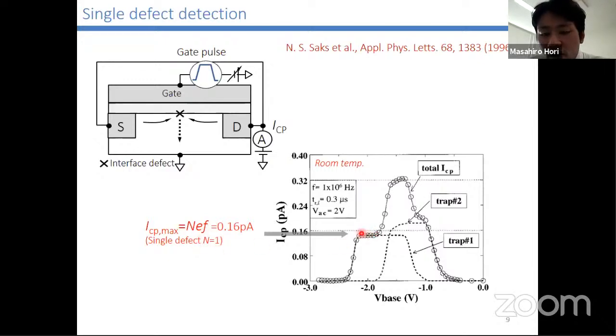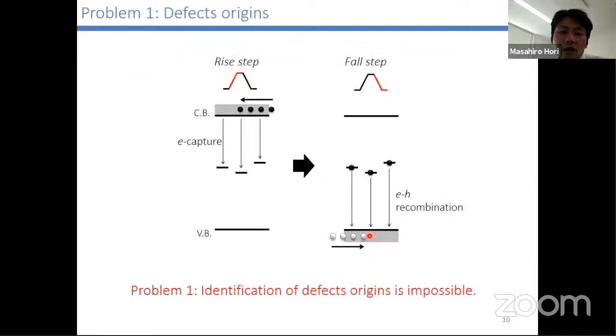Therefore, this current plateau shows the recombination current by a single defect. Namely, charge pumping is sensitive to the electronic charges. So there are many advantages in the charge pumping method.